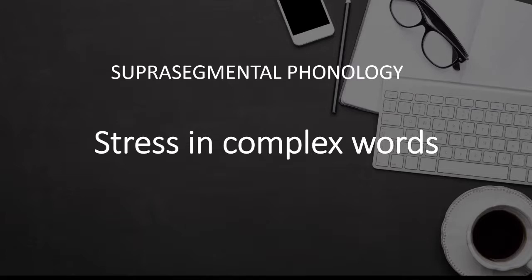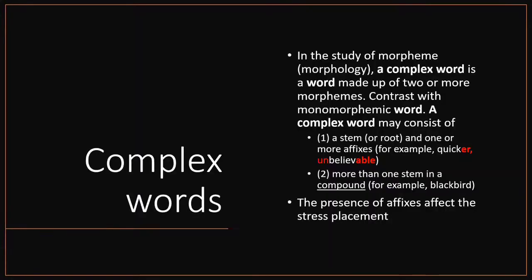In this video, we want to explain about suprasegmental phonology, specifically the stress in complex words. So, what is a complex word? In morphology, a complex word is a word made up of two or more morphemes. It contrasts with a monomorphemic word.